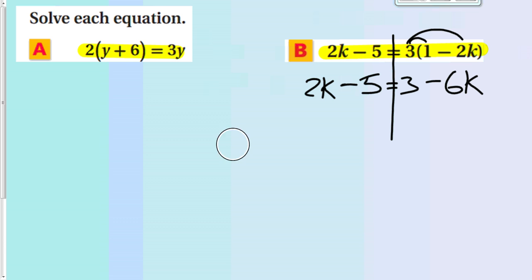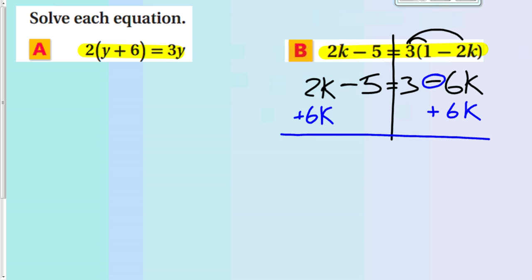On the other hand, if I add 6k, because remember, we're going to consider that a negative, so we're going to do the opposite of that, which is add. Well, opposite of subtraction is addition. Alright, so add 6k to both sides. Negative 6k plus 6k cancels. And I'm left with 2k plus 6k, which is 8k. Brought our besties together. Now we have 8k minus 5 equals 3.